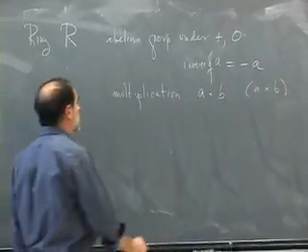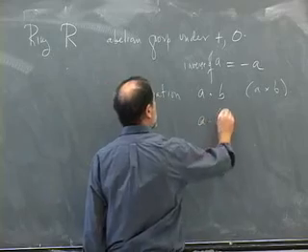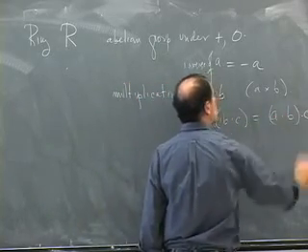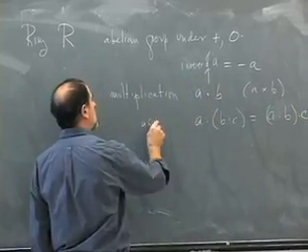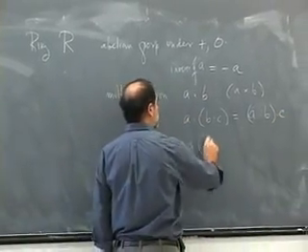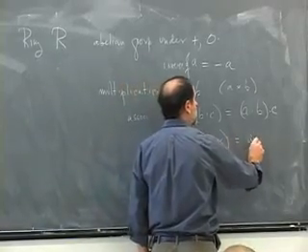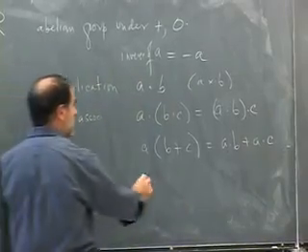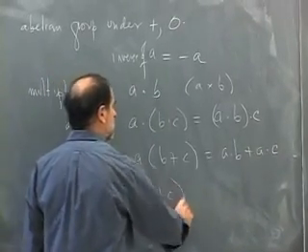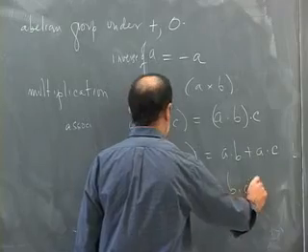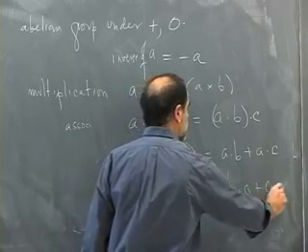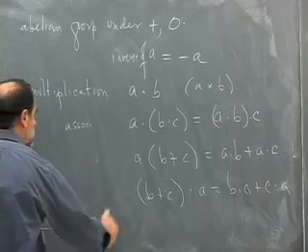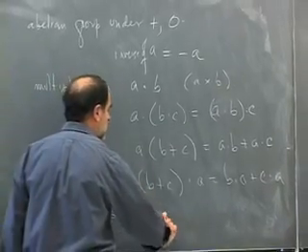And the multiplication is associative. So (A times B) times C is A times (B times C), associative. And it's distributive. A times (B plus C) is A times B plus A times C. And if the ring is not commutative, you have to do this in the other way. (B plus C) times A is B times A plus C times A. And if A times B is equal to B times A in the ring, you say it's a commutative ring.